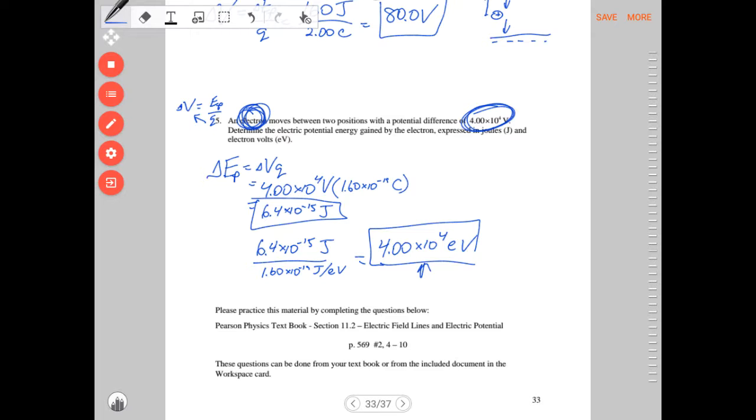Crazy. All right, guys, I want you to practice this stuff. This is 11.2 in your textbook, electric field lines and electric potential. I'd like you to do number 2, and then 4 through 10. Starts on page 569 in your textbook. You can go right out of your textbook, or you can print off the document or that page that I included in your workspace card.